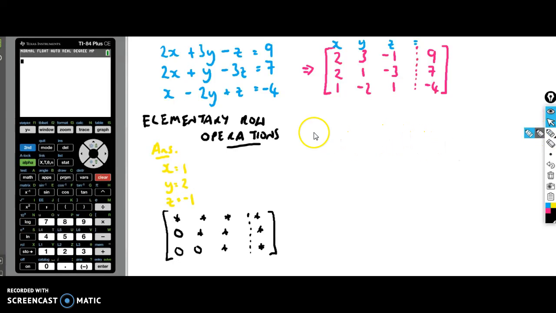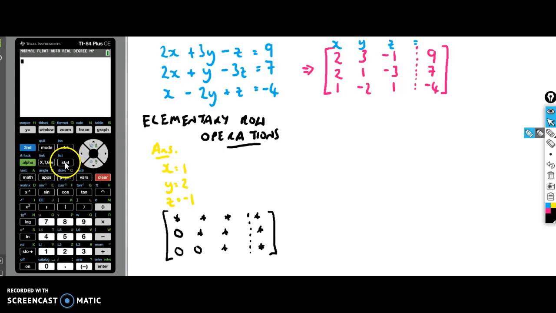Hello, I'm going to show you how to do elementary row operations. In this case, we're going to look at equations with three unknowns, in this case x, y, and z. And to solve an equation with three unknowns, we need three equations to do it.